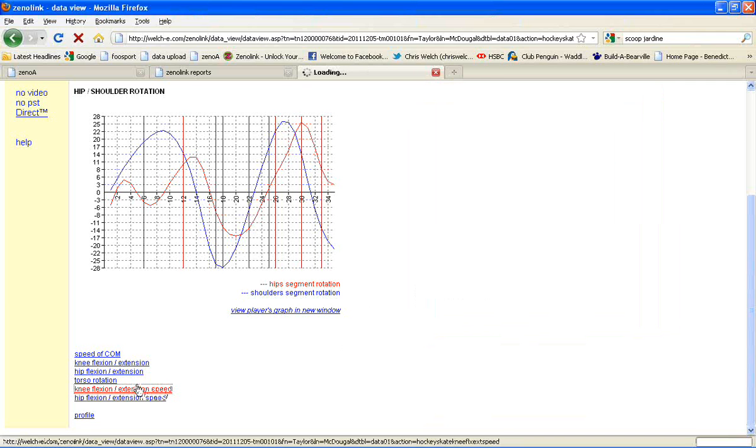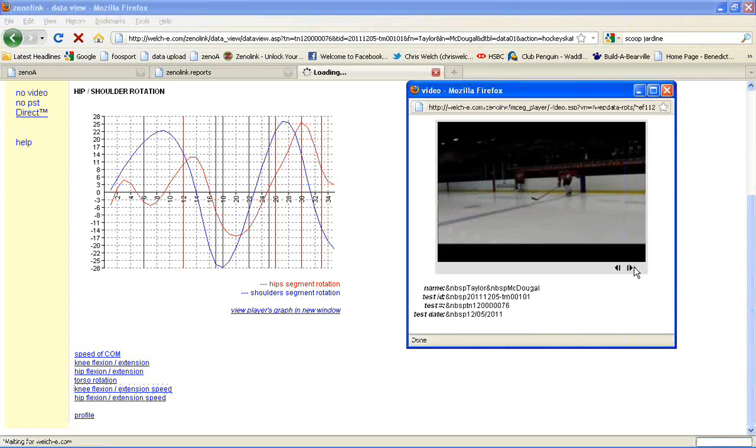The next area we look at here is knee flexion extension speed. This is crucial to overall acceleration, because what we're looking for here is you're going to see a pattern of, as the foot comes into contact with the ground, the knee is extending.